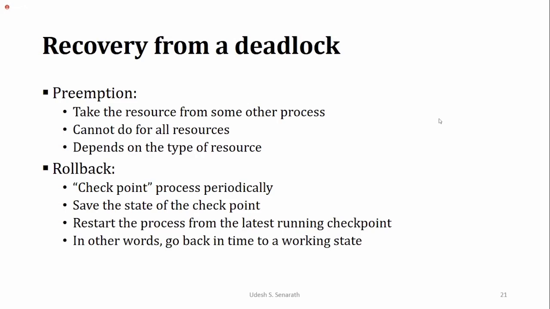So, recovering from a deadlock. To recover from a deadlock, we can do several things. The first one is preemption. We can take the resources from some other processes. If there is a possibility, we can kill less important processes and take those resources to our most important processes, not the project.